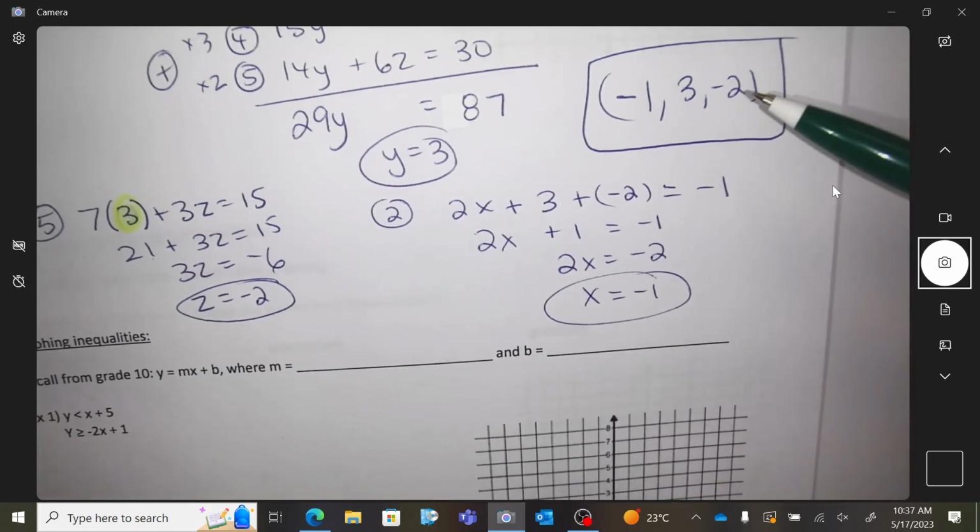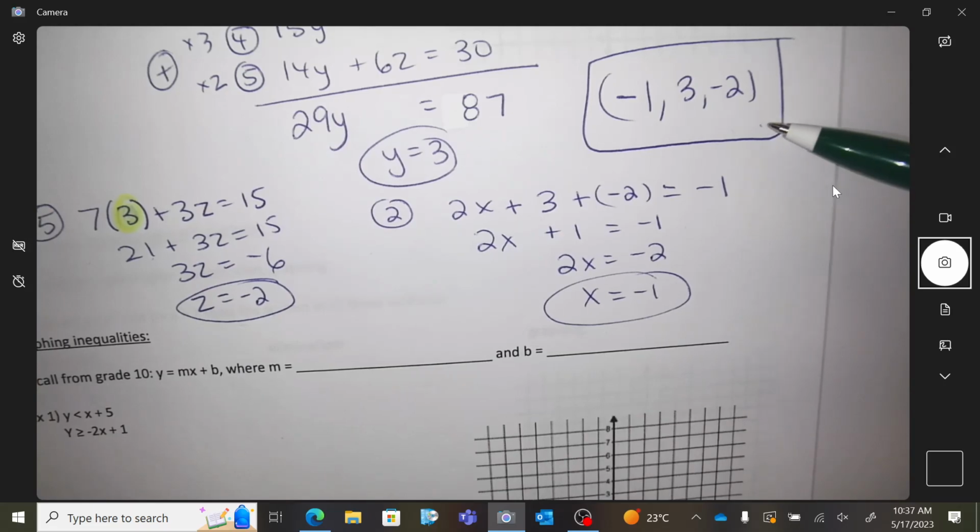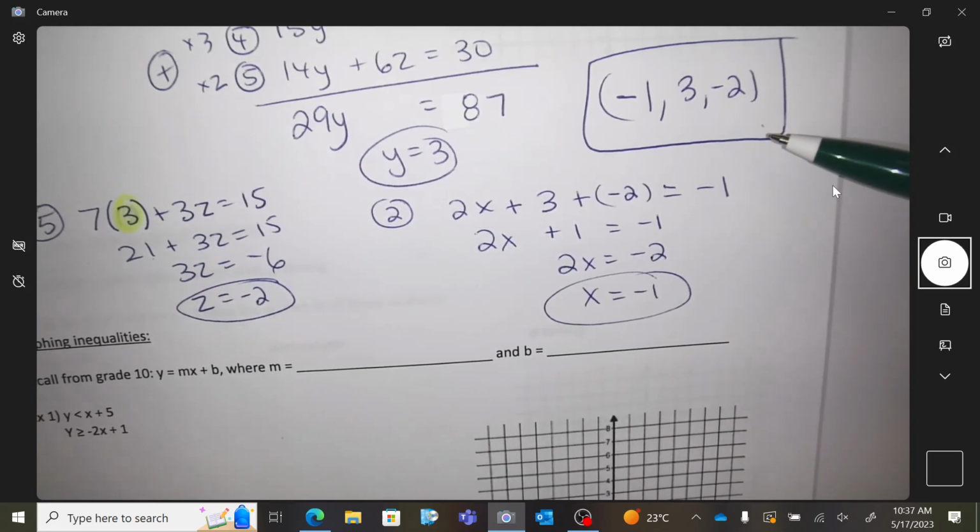And then you will see me answering in my answer key when you check your answers in a coordinate, and it will always be written alphabetical, right? X, Y, Z. X, Y, Z.